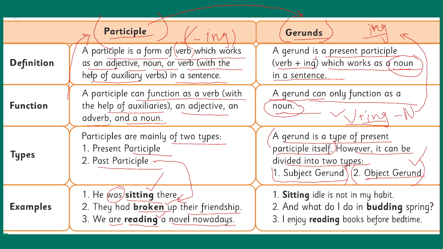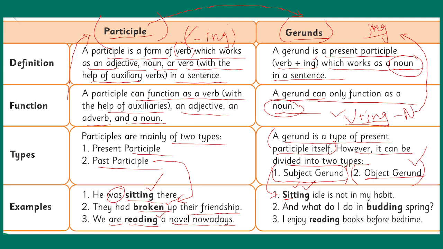So let's find out what the gerunds are. Like "Sitting idle is not in my habit." So here the word sitting, the sit is actually a verb plus ing, and it works as a noun. That's why it becomes a gerund. It comes as the subjective gerund, because it acts as a subject there, but actually it is a participle which works as a noun. Like "Sitting idle is not my habit." So this is how the gerunds are used.